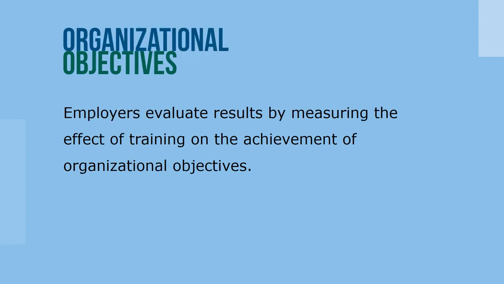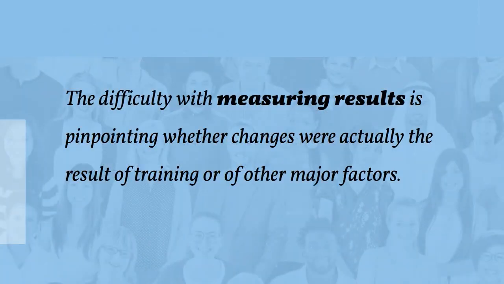Employers evaluate results by measuring the effect of training on the achievement of organizational objectives. Since results such as productivity, turnover, quality, time, sales, and costs are relatively concrete, this type of evaluation can be done by comparing records before and after training. For the managers who attended our interviewing training, evaluators could gather records of the number of individuals hired compared with the number of employment offers made before and after training. The difficulty when measuring results is pinpointing whether changes are actually the result of training or other major factors.